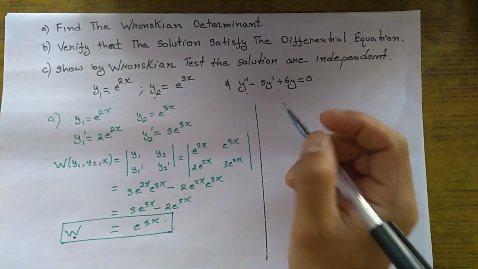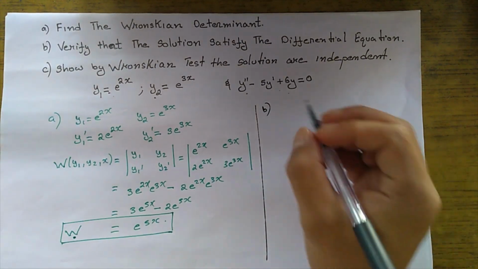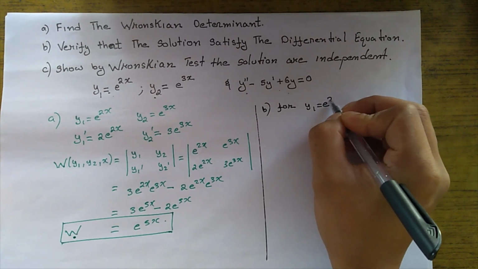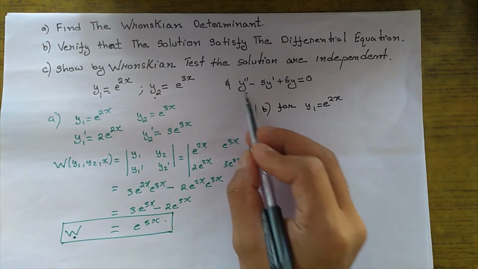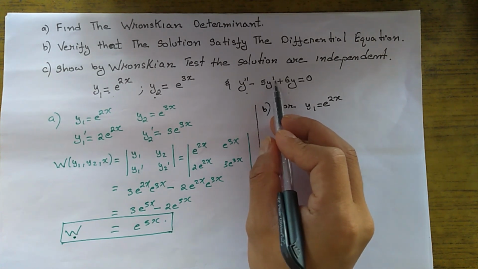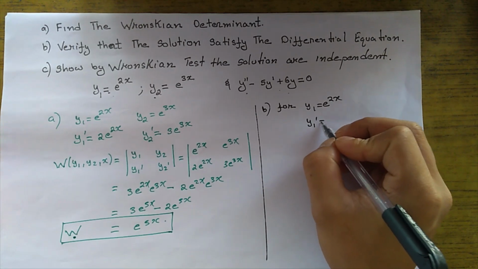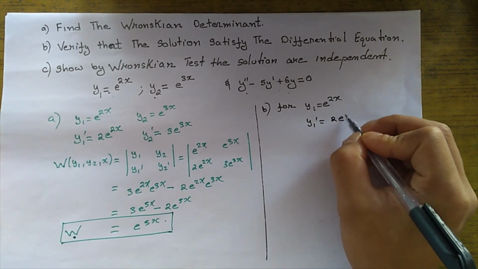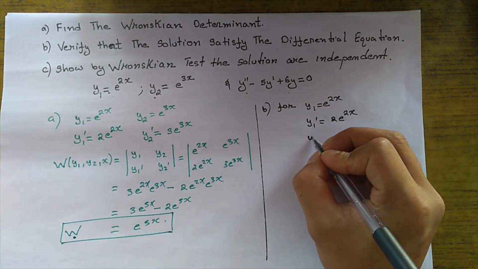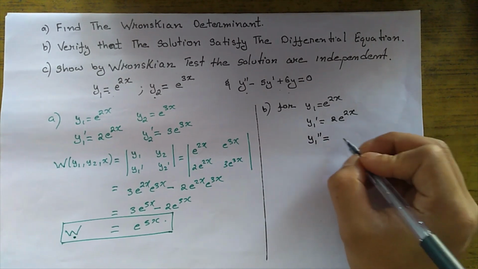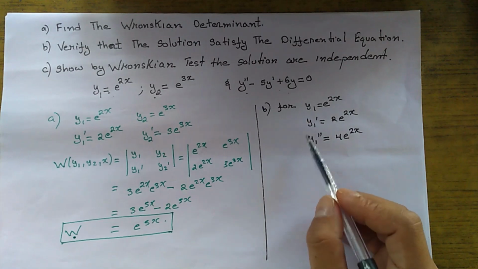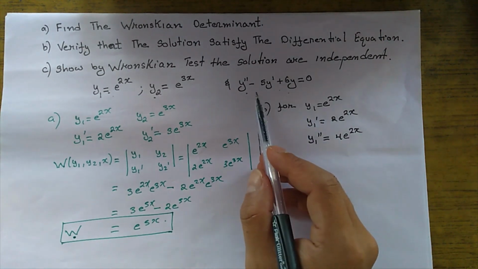Now, for question B, let's check for y1, where y1 is equal to e^(2x). Instead of y, we put y1, and for the first order derivative we put y1 prime, which is 2e^(2x). But this is a second order derivative, so we differentiate y1 one more time. So y1 double prime is equal to 4e^(2x). Now let's put the values of y1 prime and y1 double prime in the differential equation.